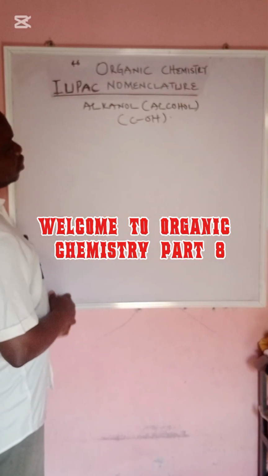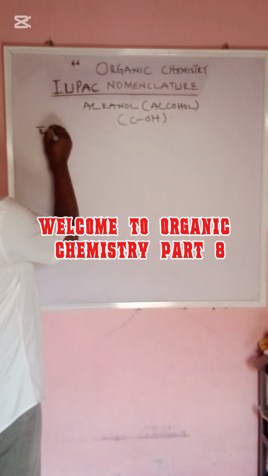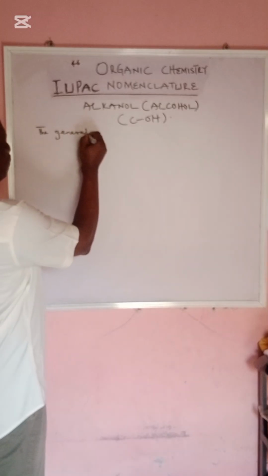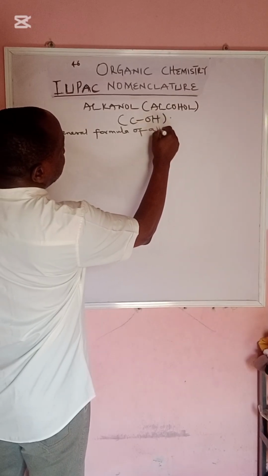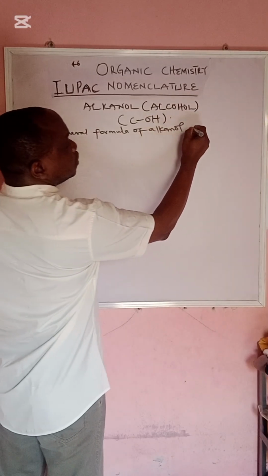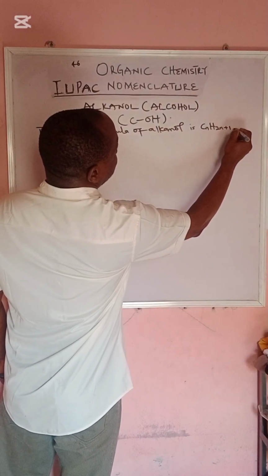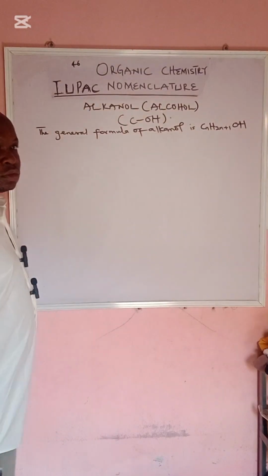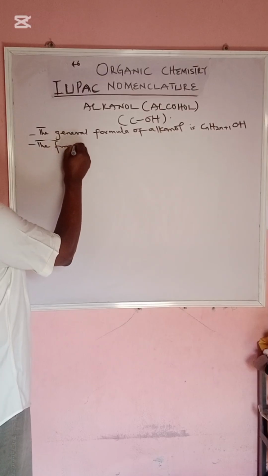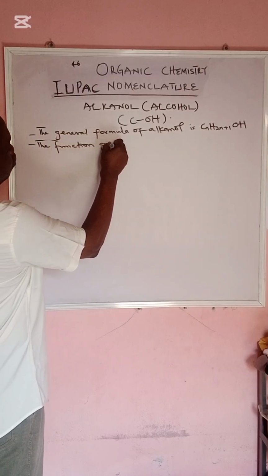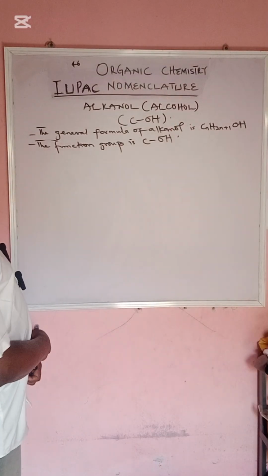So we are starting with alkanol, IUPAC nomenclature of alkanol. The general formula of alkanol or alcohol is CnH2n+1OH. That's the general formula. The functional group is OH. Let's take note of that.